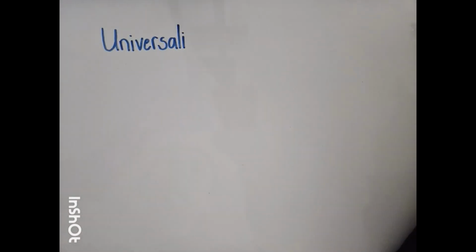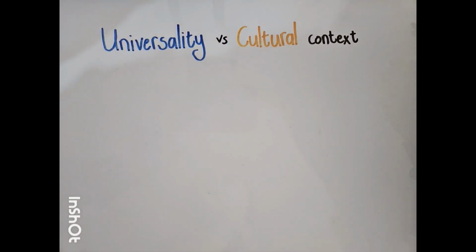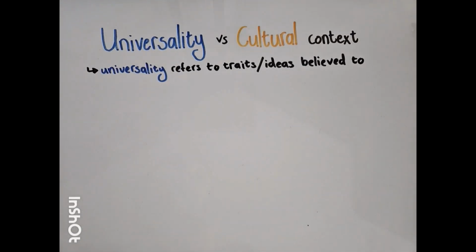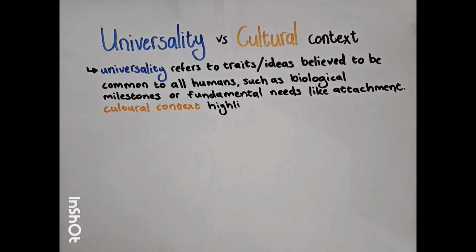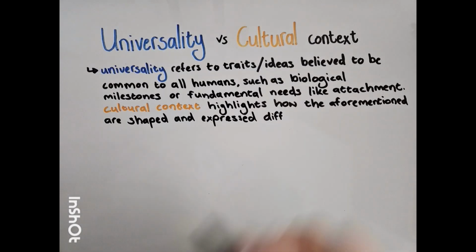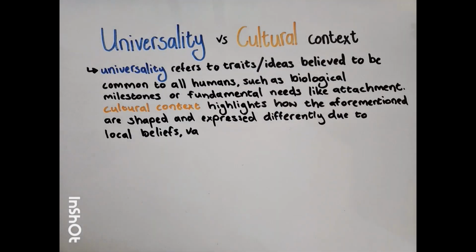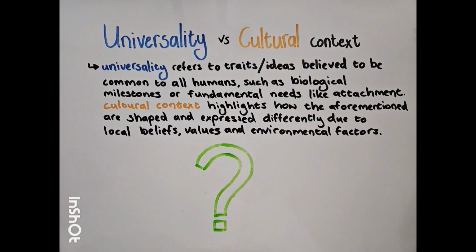Next, we will look at universality versus cultural context. Universality refers to traits or ideas believed to be common to all humans, such as biological milestones or fundamental needs like attachment. Cultural context highlights how the aforementioned are shaped and expressed differently due to local beliefs, values, and environmental factors. How do we visualize the difference between these two concepts? First, we'll start with universality.